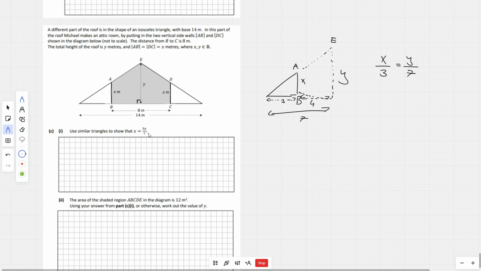Then to show this, all I have to do is just multiply both sides by 3. If I multiply both sides by 3, I will get x is equal to 3y over 7.